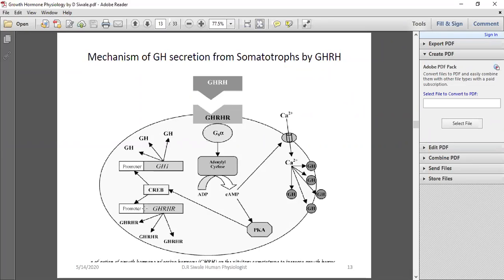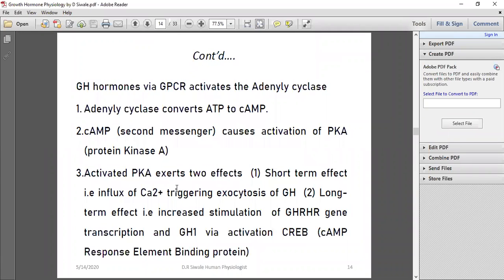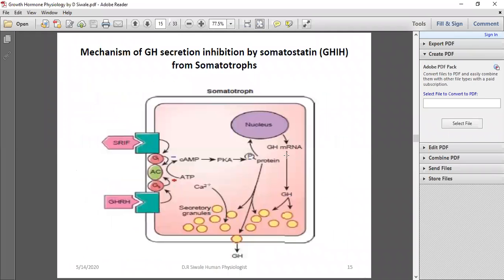It also stimulates the synthesis of growth hormone releasing hormone receptor. So this is the mechanism by which growth hormone is secreted from the somatotropes. So that's what we mean when we say, how is growth hormone secreted? By what mechanism? It's via the adenylyl cyclase mechanism. But how is it inhibited? Also, these are notes, you can look at them at your own time. Now, how is it inhibited?